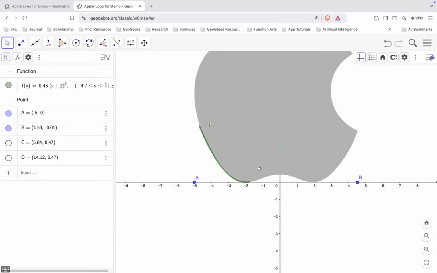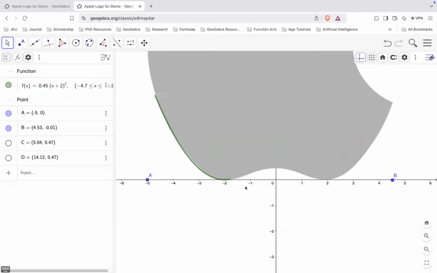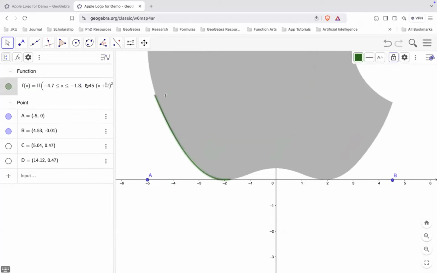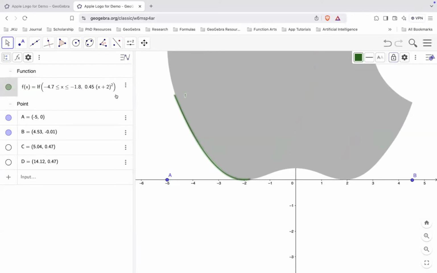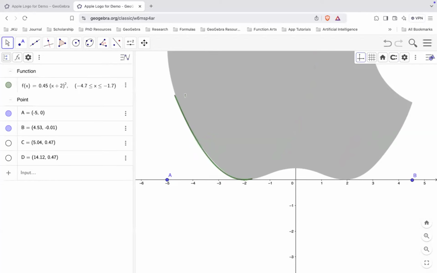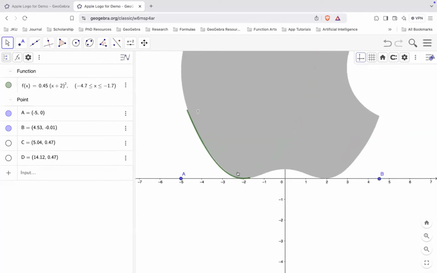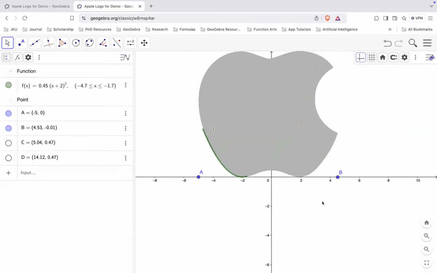Okay, I think we are okay with -1.8. Or if you want to make it a little, let's try -1.7. So again, this is only then the details of it. So -1.7 is still okay. Okay, so it's an estimation, but yeah, very good, Maria Catherine.